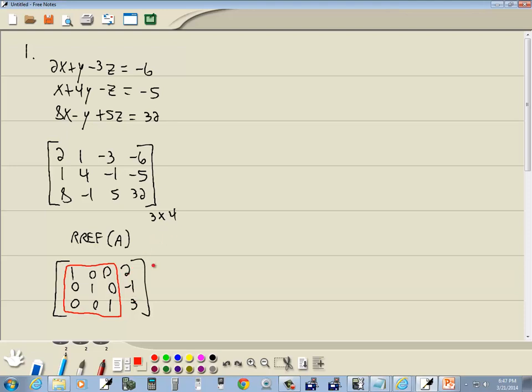This far right column is our answers. This first one will be x, second one will be y, third one will be z. How do I know it's in that order? It's the same order as our columns. See, I put x first here, y second, and z third. It'll follow whatever this order is. Typically your answer is written in parentheses around it. So I got 2, -1, and 3. And that's our answer.